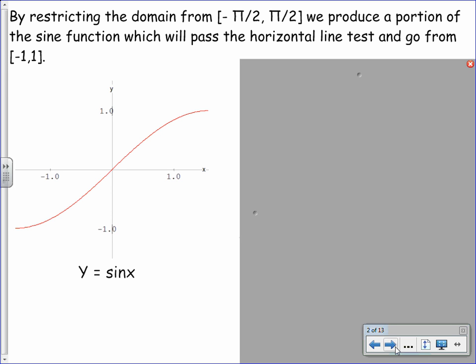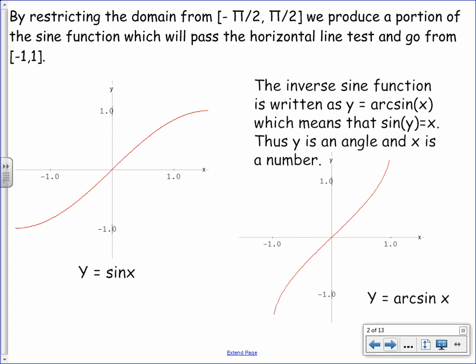And when we take the inverse, remember we talked about this on Tuesday, we take the graph and we reflect it about y equals x. And so when we do that, here is the inverse sine function. We write it two different ways. We can write it as arc sine, or we can write it as inverse sine of x.